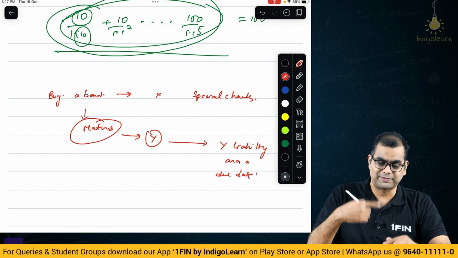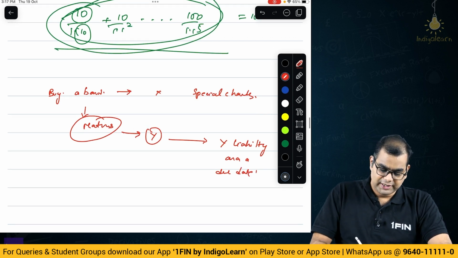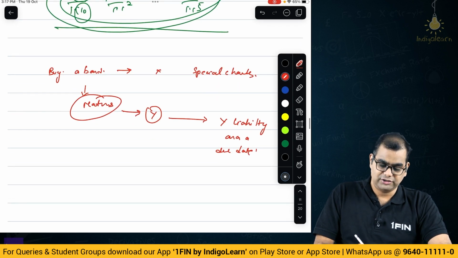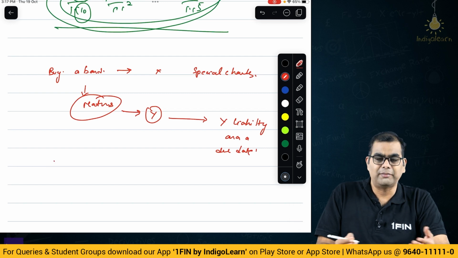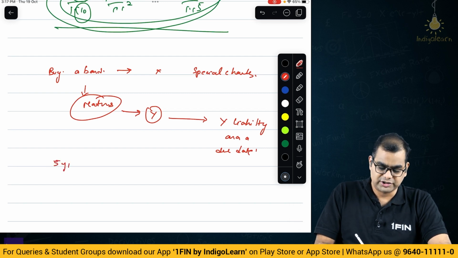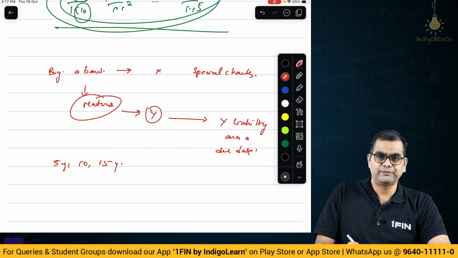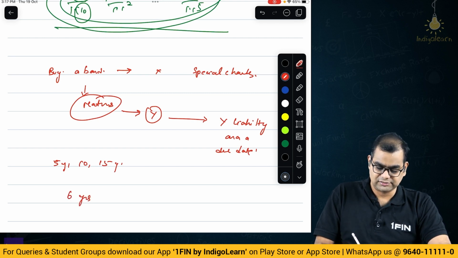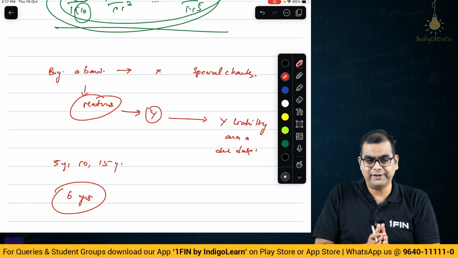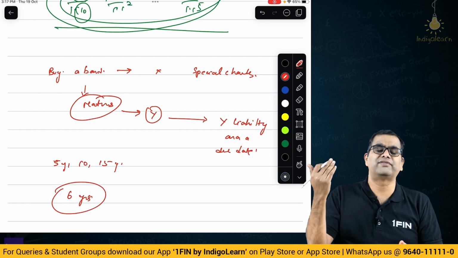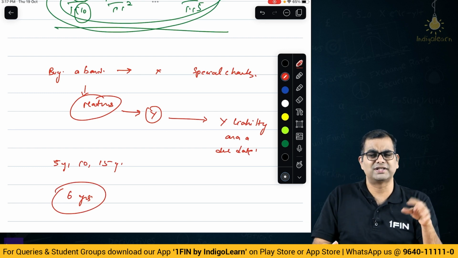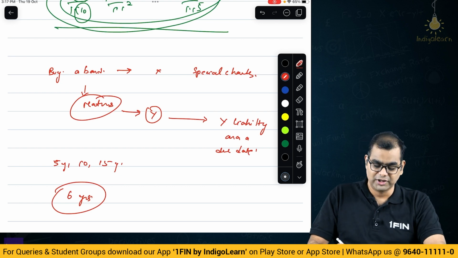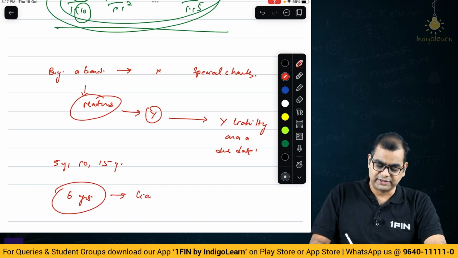So, just to explain this further, let us say in the market there are 5-year bonds, 10-year bonds, 15-year bonds, so on and so forth. However, you have a liability which is exactly 6 years. You have money today, you have a liability that you need to pay after 6 years. Think of it as some PF, pension, gratuity, whatever it is, there is some liability after 6 years, but you have some money today.